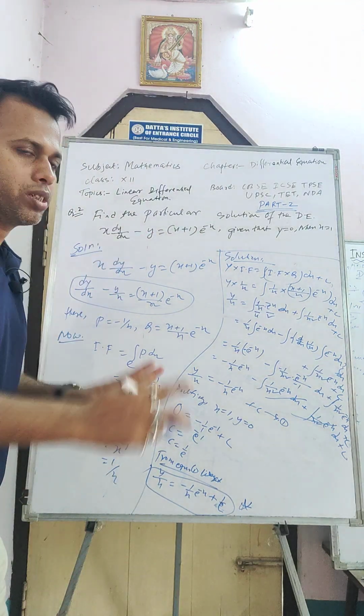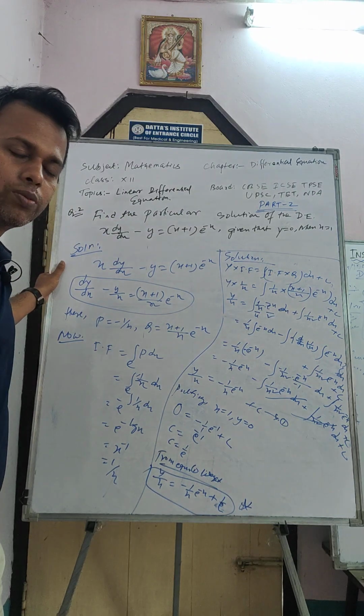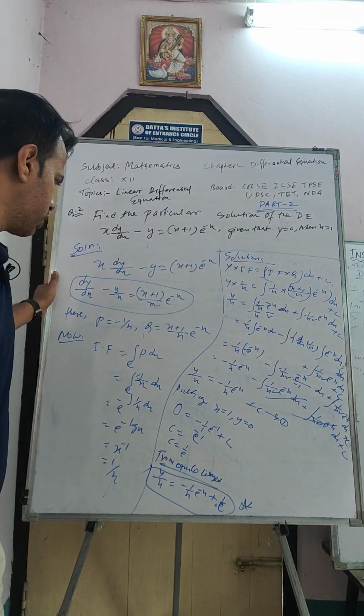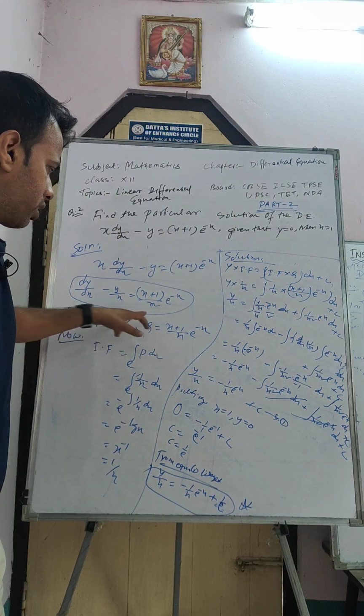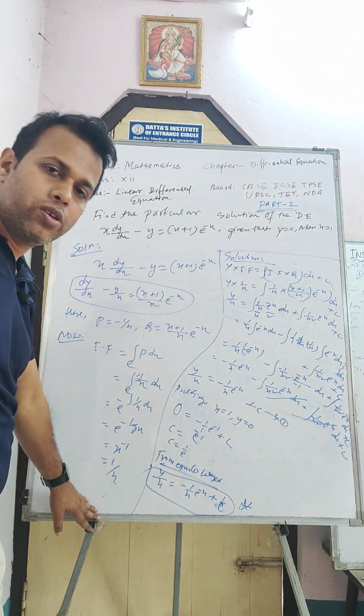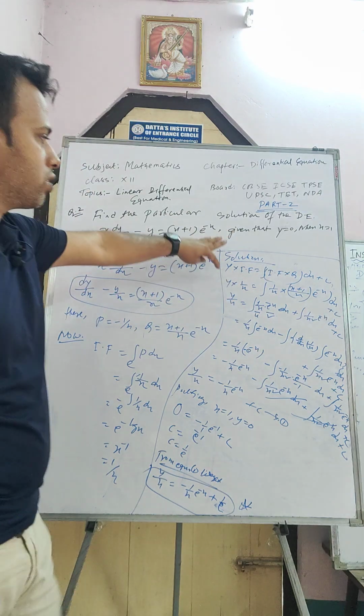Okay, so let me explain it again from the beginning. This one is given. I write it in the form of dy/dx plus Py equal to Q, a linear differential equation. P is this one, and Q is this one. After that I find out what the IF is. It's simple. And use the solution formula. I try to find out what the solution is.